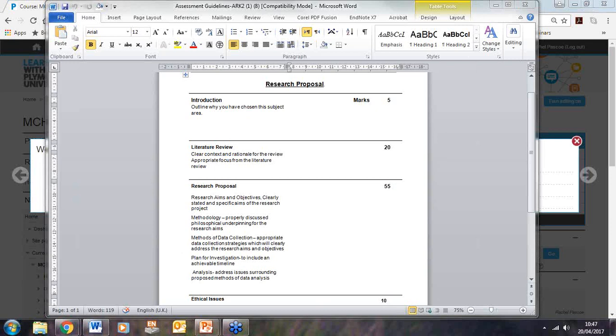Which is why, again, as soon as the module finishes, or as we go through this module, I'm going to try and get you linked up with your supervisor in this module, or as soon as I possibly can.